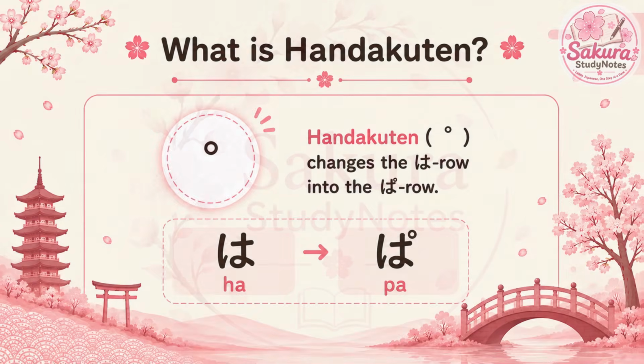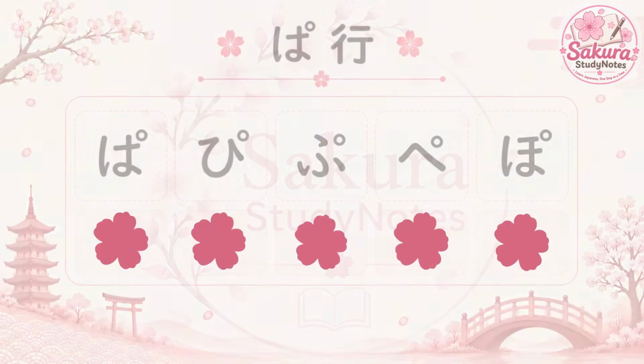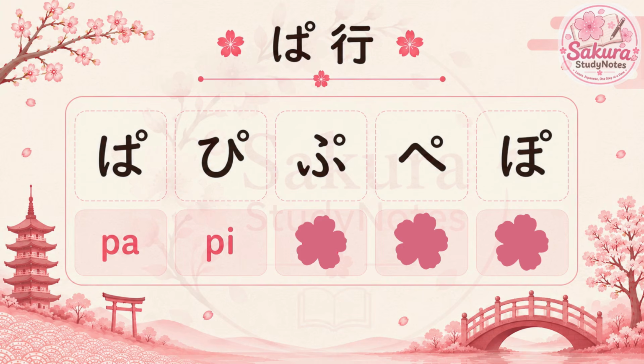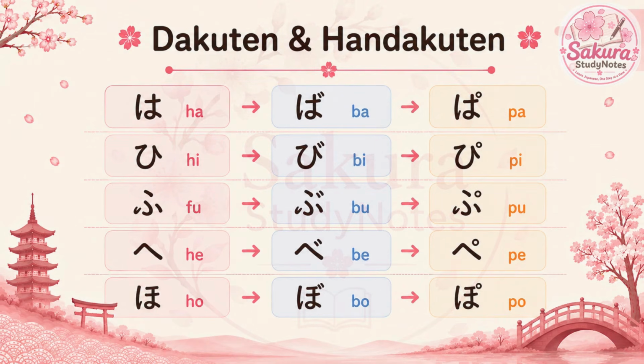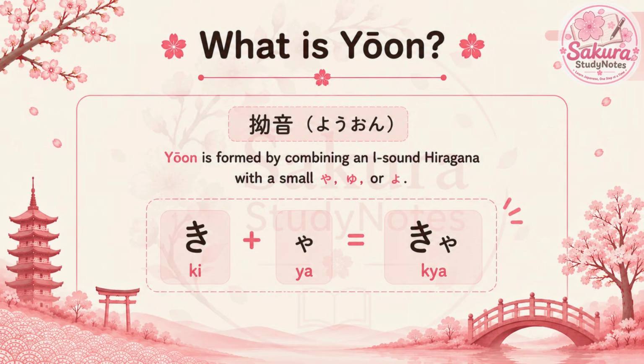After Dakuten, we learned Handakuten and how it changes the H row into the P row. Pa, Pi, Pu, Pe, Po. We reviewed how the H row changes with Dakuten and Handakuten. Next, we moved on to Yōon and learned how an I sound hiragana combines with a small ya, yu, or yo.